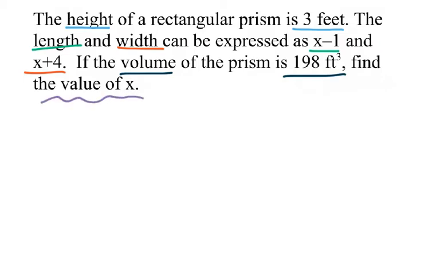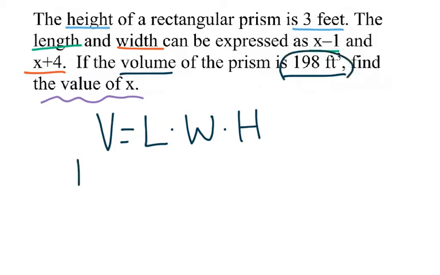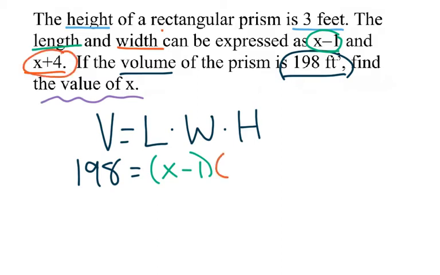Okay. So, first of all, it tells us we're talking about volume, and if you don't remember, volume of a prism is length times width times height. So, we're going to just start plugging in stuff. So, my volume is 198. My length can be represented as x minus 1. My width can be represented as x plus 4. And then my height is represented as 3.